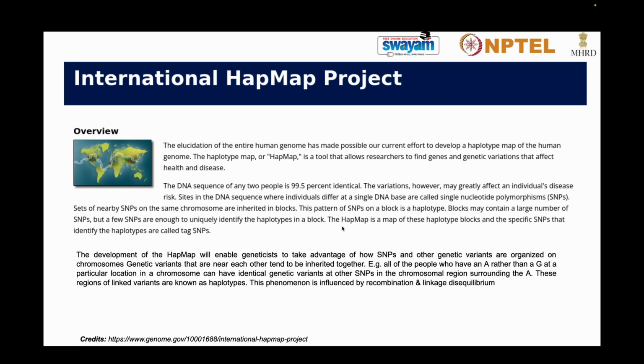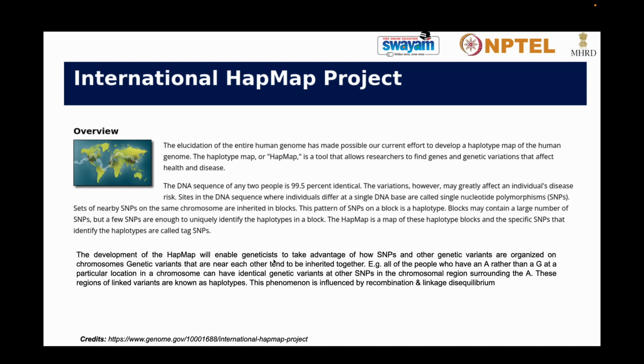So now this HapMap is also constructing the haplotype map from all this SNP information. They have said that you don't require all these SNPs, even if you have the information of a few SNPs, that is enough. In that way, HapMap is the map of these haplotype blocks, and the specific SNPs that identify the haplotype are called tag SNPs. So now they have further refined it. They are not dealing with all the SNPs, but with the few SNPs that are sufficient to represent the haplotype, and those SNPs are called tag SNPs.